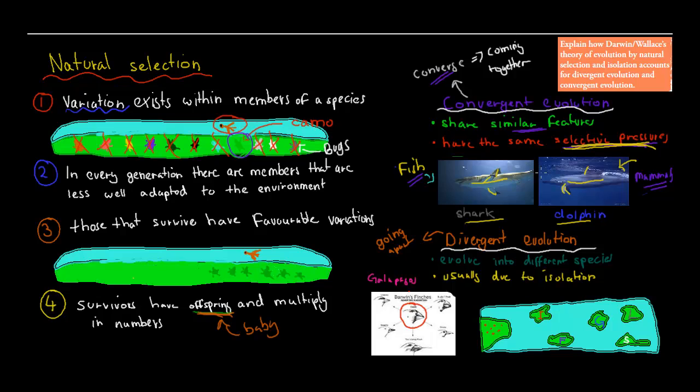So that was convergent. If two different species start to look alike and act alike, even though they're quite different genetic-wise. And then we've got divergent evolution. Divergent just means going apart. So it's the opposite of convergent.